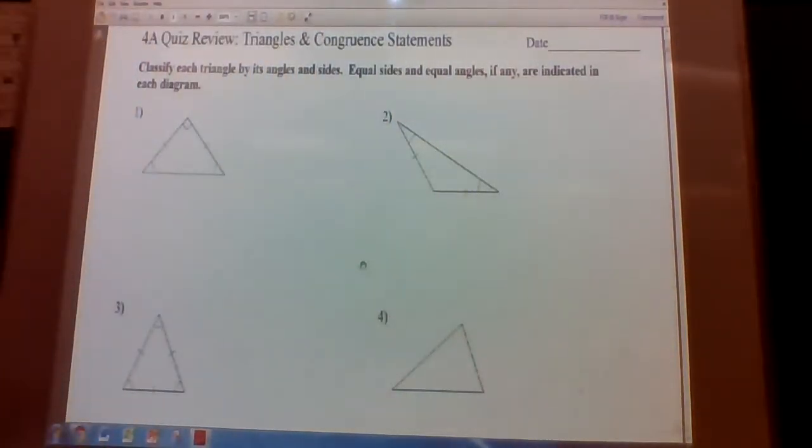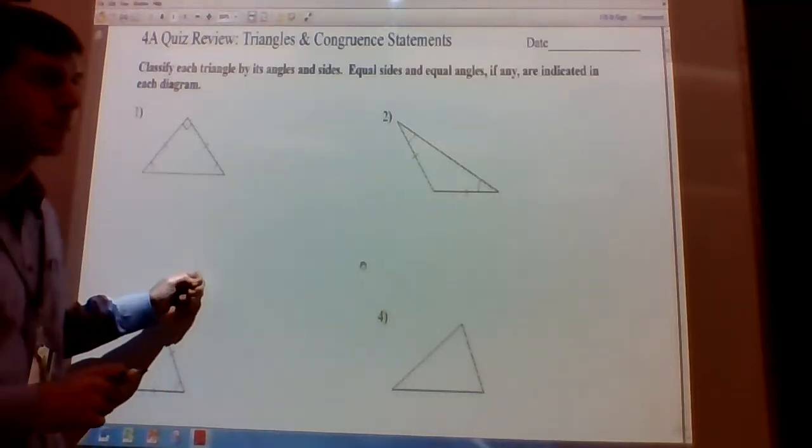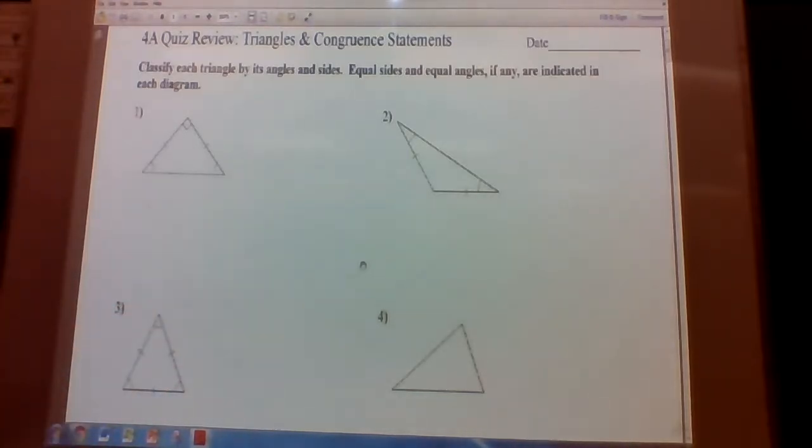This is the first review we're doing for the Unit 3 test. This was the in-class review we did on Friday, November 30th. So the first 8 questions is asking us to classify the triangles by their sides and by their angles.